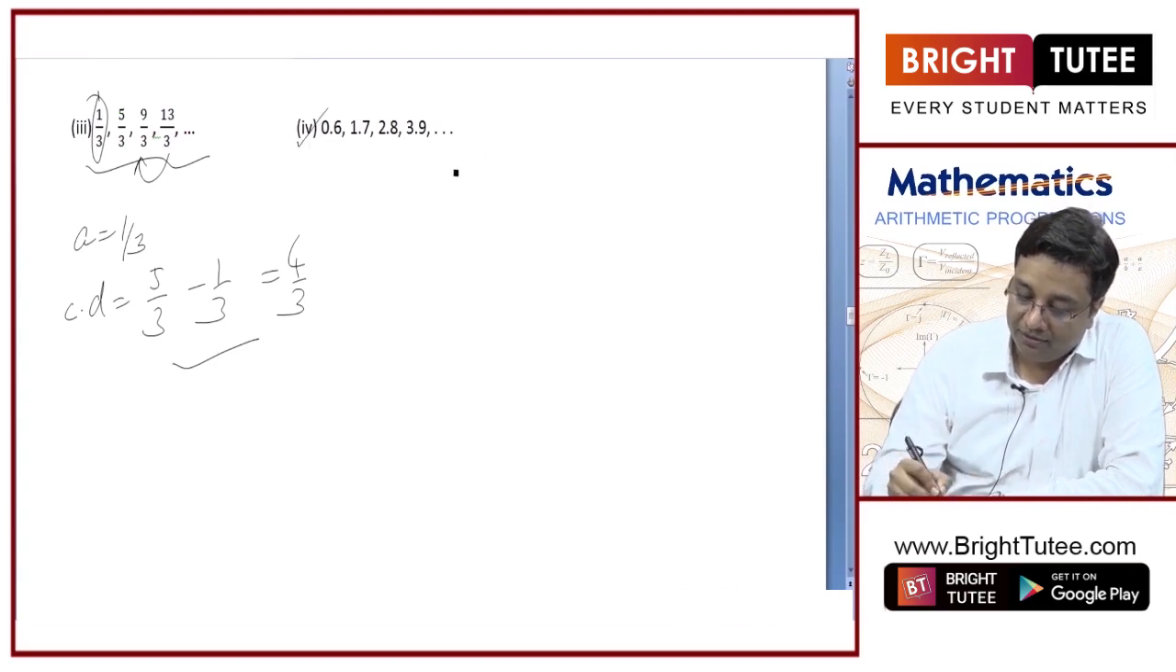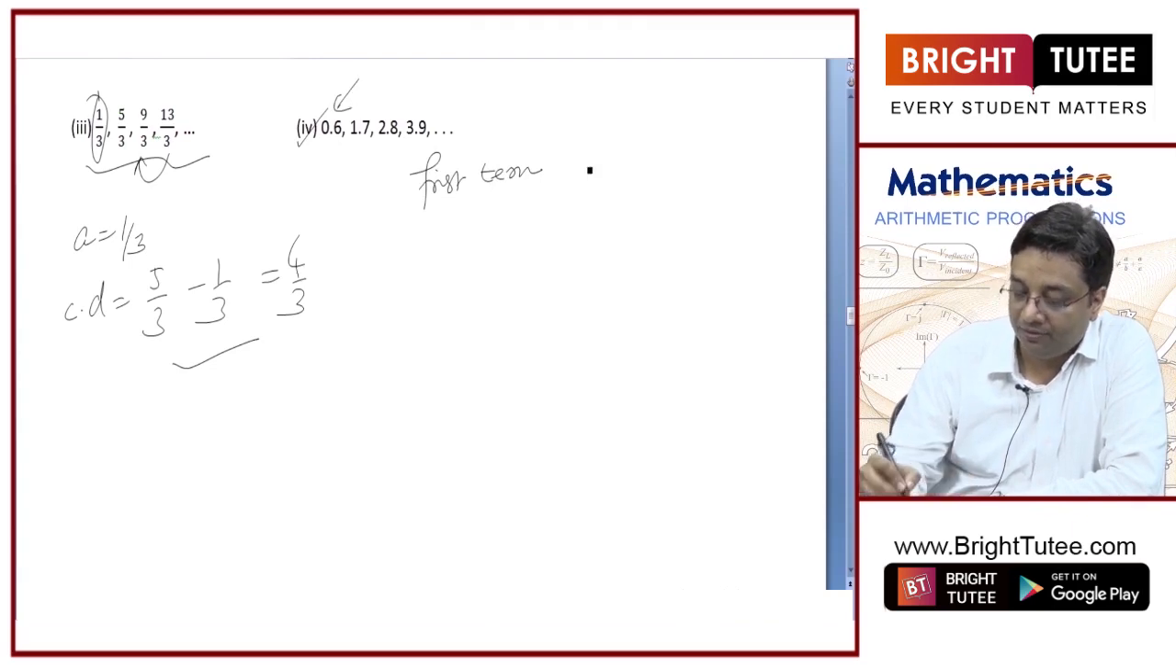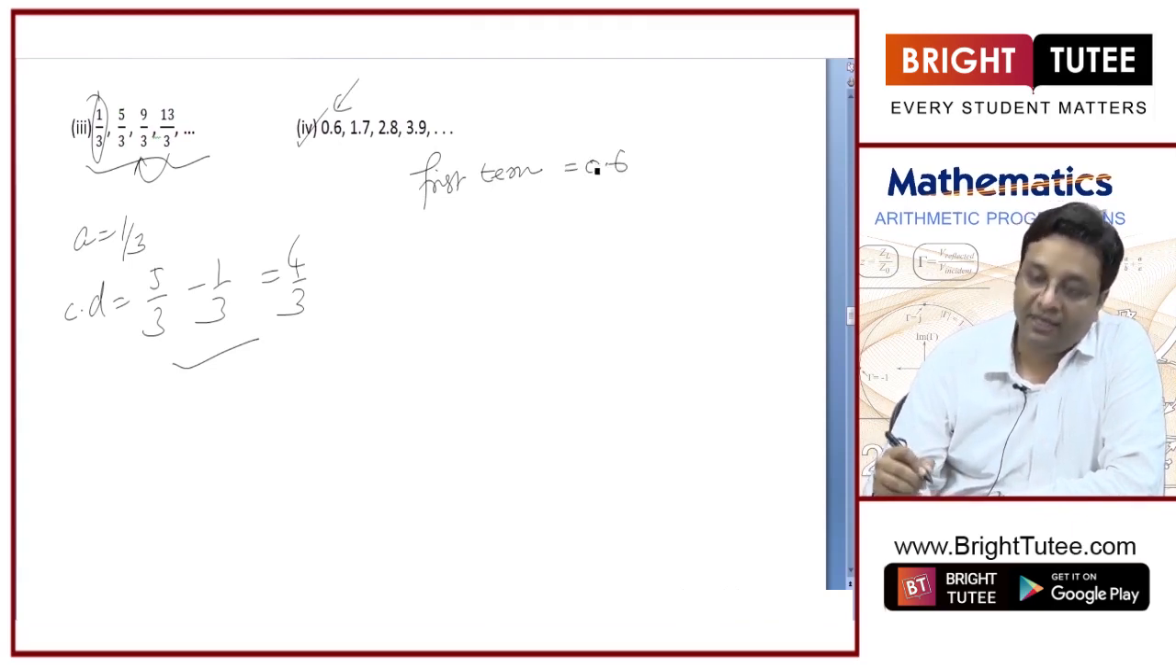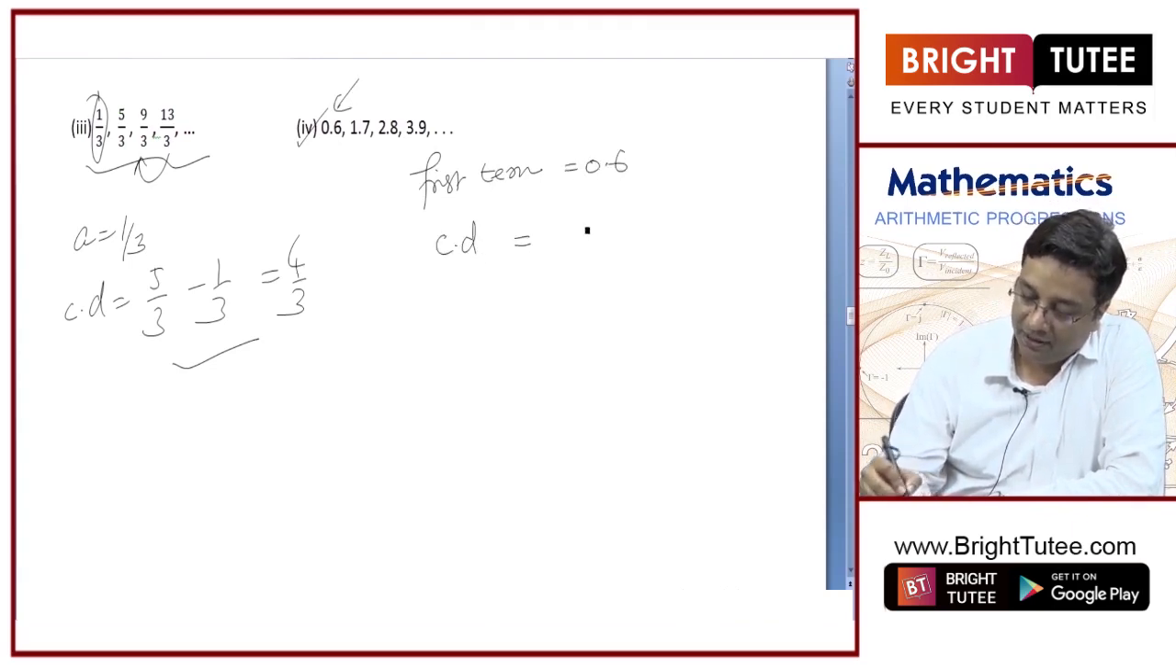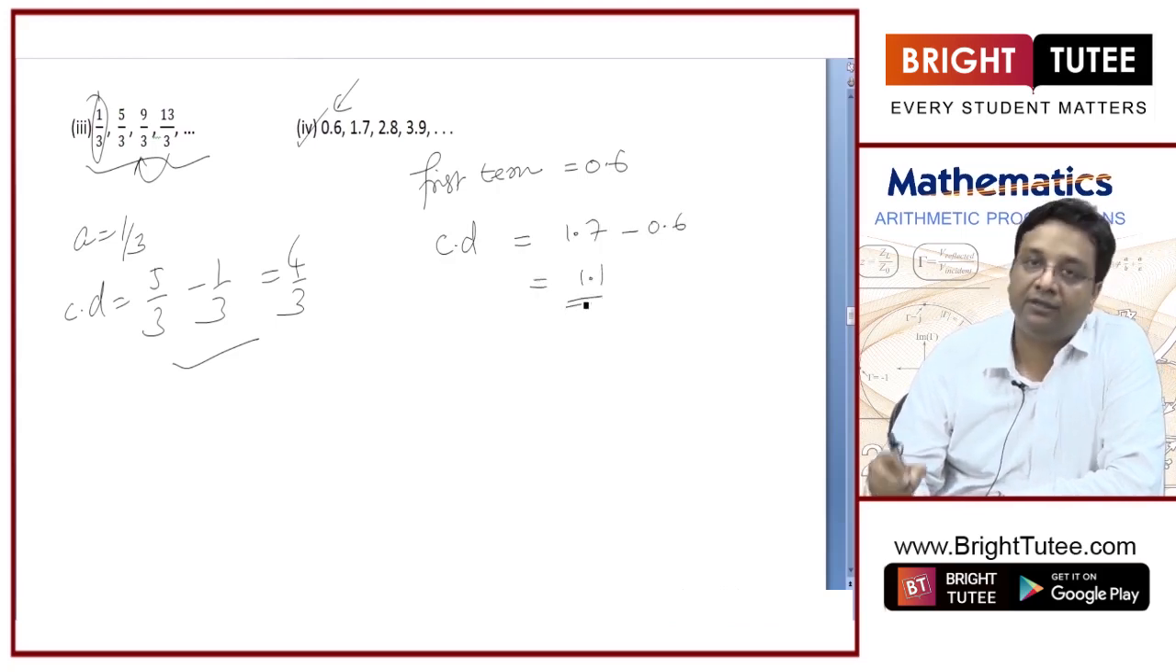In fourth part, first term is this one, 0.6, and common difference is 1.7 minus 0.6, which is equal to 1.1.